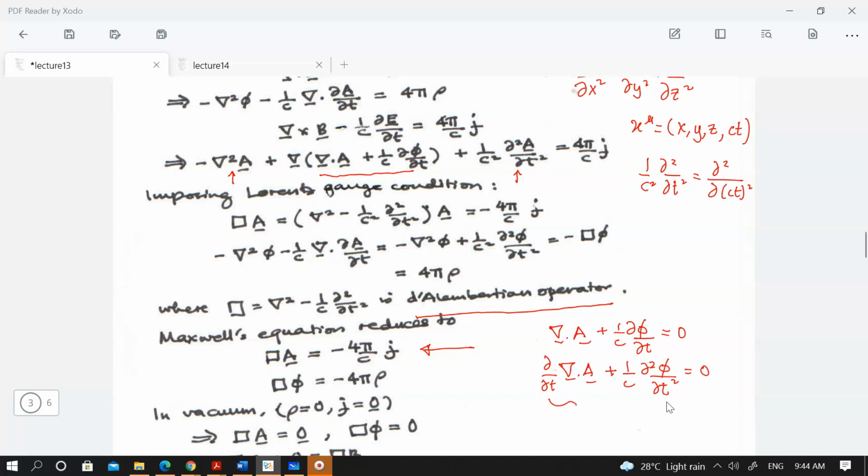Now I can swap this. This becomes del dot dA/dt, and that is precisely this term inside the other source equation. So I can replace that by this term. So I put del dot dA/dt equals minus 1 over c, d squared phi/dt squared. Remember, I have this 1 over c multiplied by the other 1 over c. That gives you these two terms, your Laplacian plus the second order derivative with respect to time times this factor 1 over c squared, onto the same scalar potential.